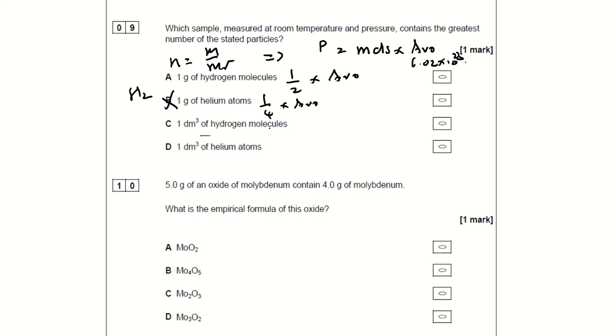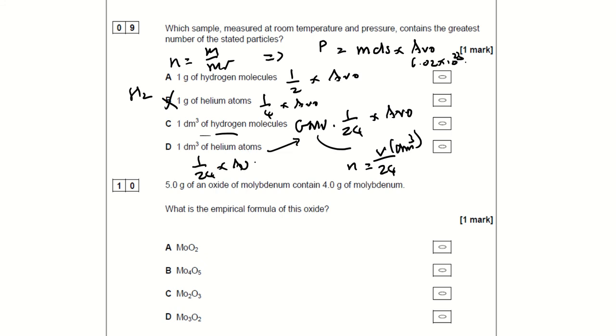1 decimeter cubed of hydrogen molecules. This was rather sneaky. This is now using the gas molar volume. So 1 decimeter cubed is 1 over 24 moles multiplied by Avogadro's number. Remember, moles of a gas is equal to volume divided by the molar gas volume, which is 24, with the volume in decimeters cubed. So that's 1 over 24 multiplied by Avogadro's number, which is just simply not going to be anywhere near what we have up above. 1 decimeter cubed of helium atoms is exactly the same as that. That's still 1 over 24 times Avogadro's number.